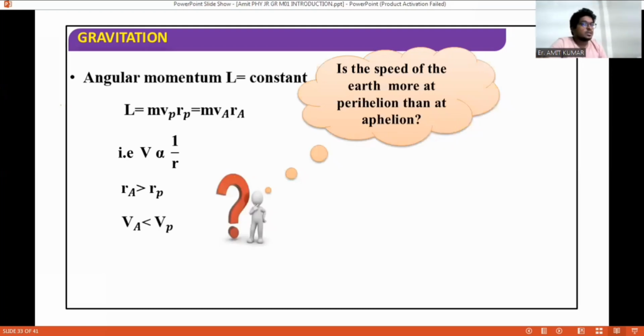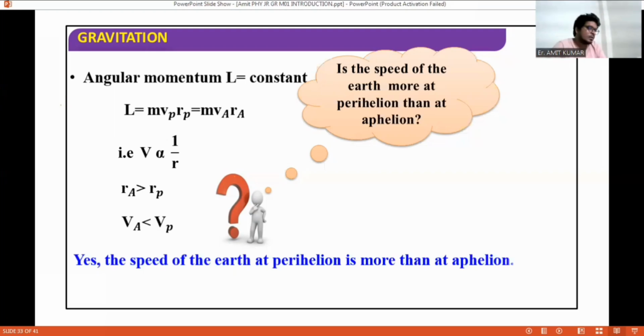So question: is the speed of the Earth more at perihelion than at aphelion? Perihelion is the shortest distance, the closest. So the radius is shortest, so speed will be high. At aphelion, speed will be comparatively lesser.